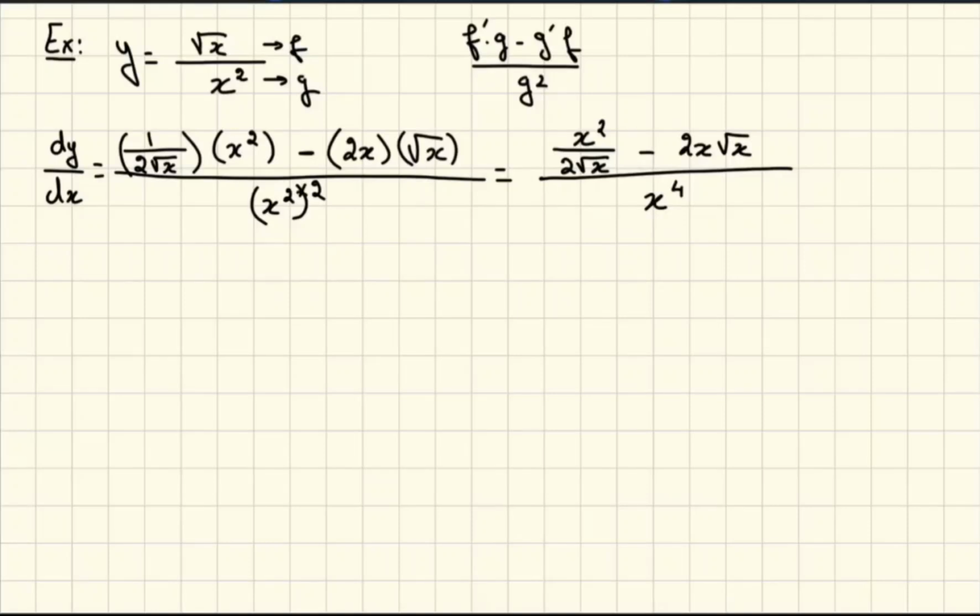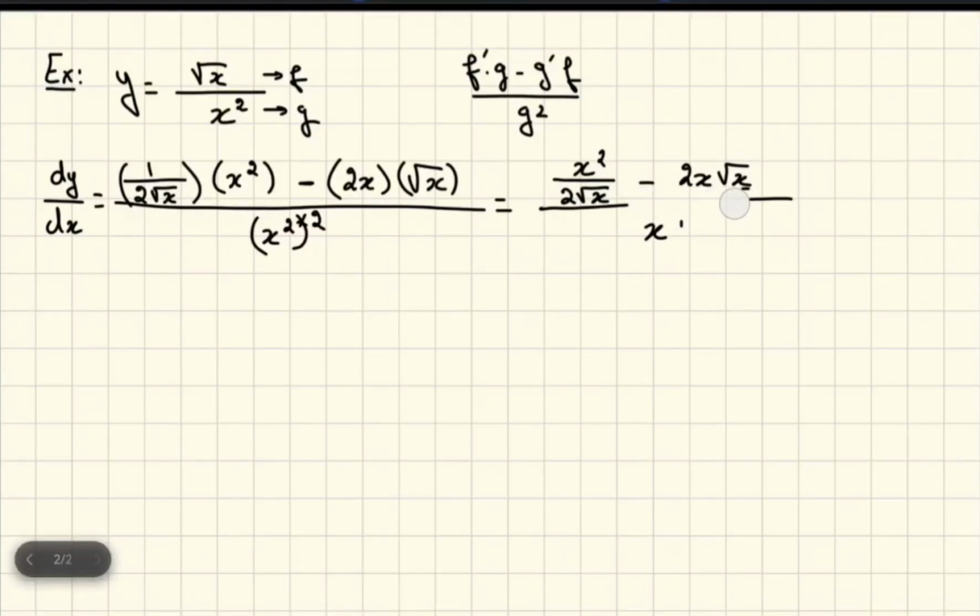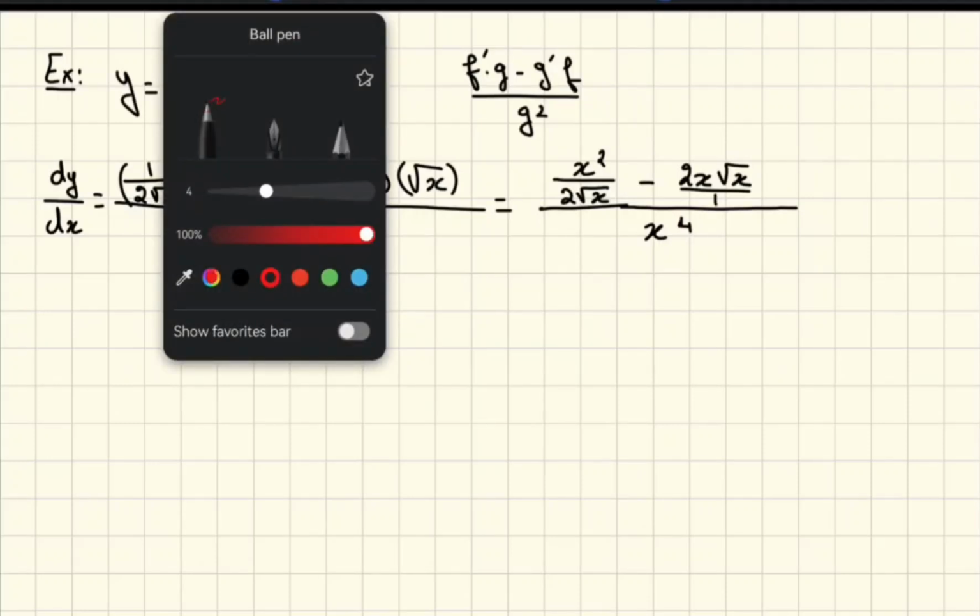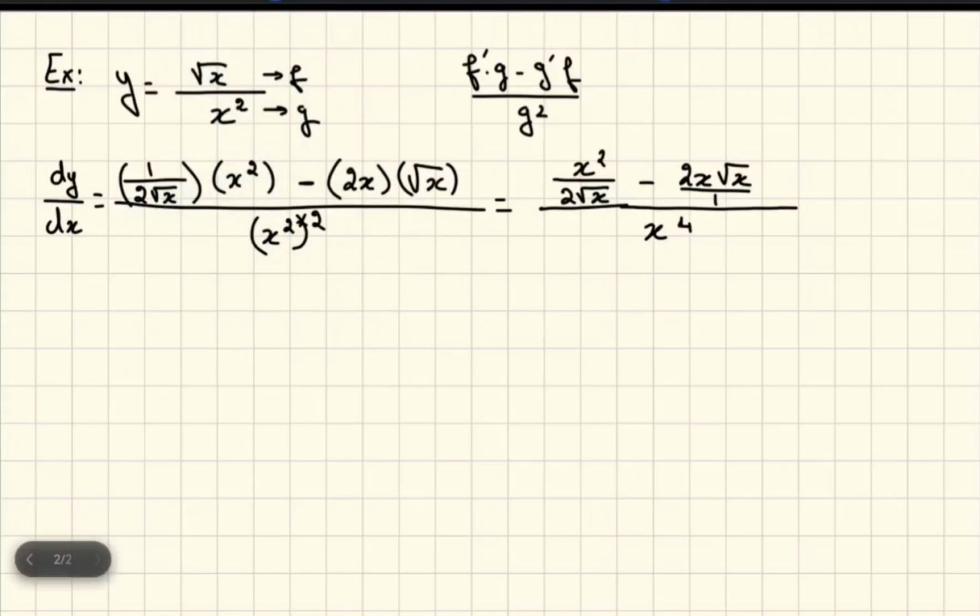Now I want to simplify this answer more. I can note that in the numerator we have a fraction minus another term. So 100% we can write this term over 1. So we can write the 2x radical x over 1. Now, to subtract two fractions, we need to have the same denominator. So I check what I have in the other denominator. It's 2 radical x, so I multiply down by 2 radical x, and in the numerator by 2 radical x.